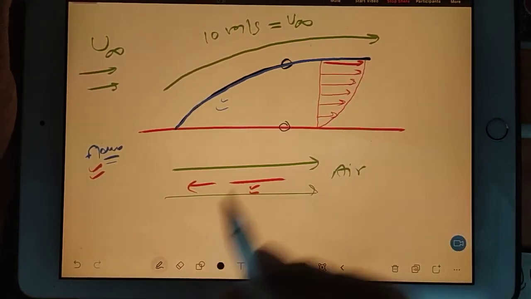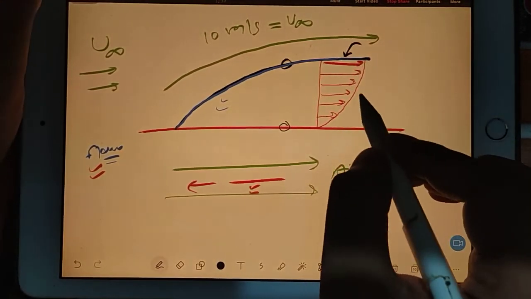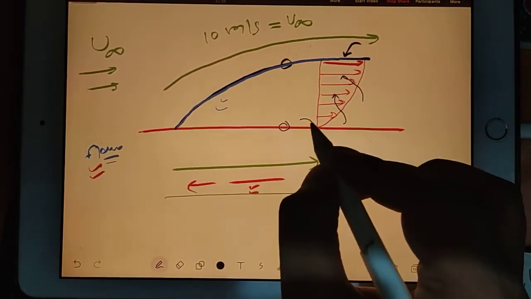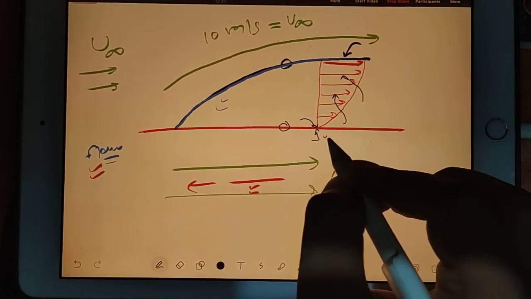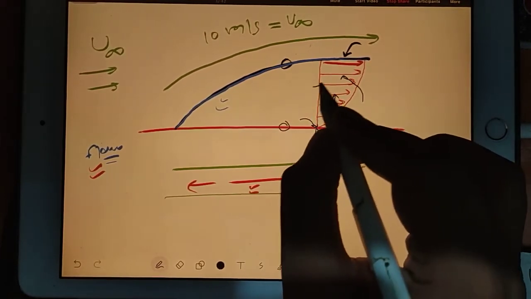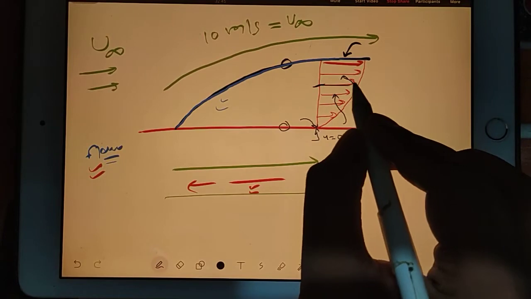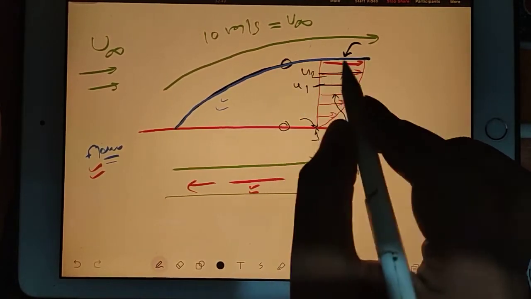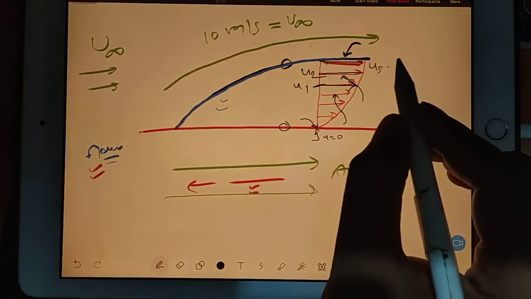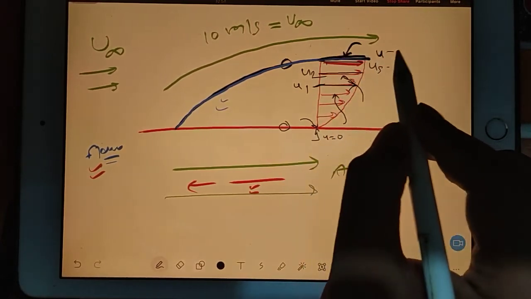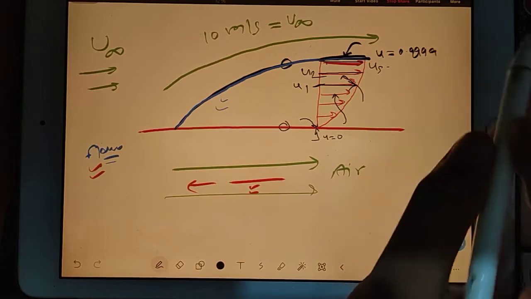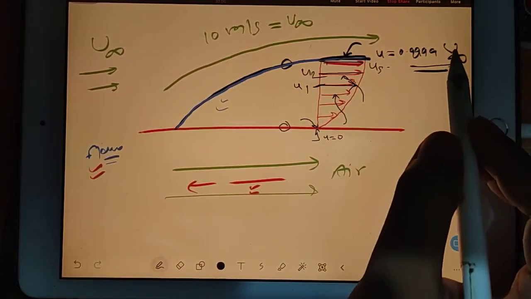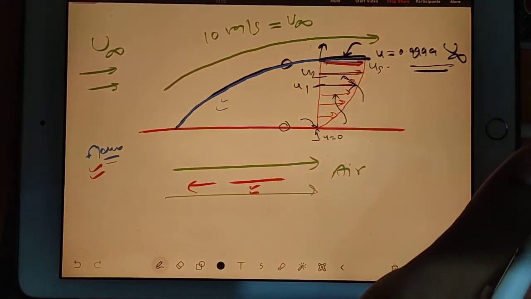The length of the arrow represents how much velocity we have here. At the very bottom there is no arrow, so the velocity is zero. But slowly, suppose at this point you want to know the velocity, then you should see the arrow length. So suppose u1 here, u2 here, some u5 here. Exactly when you come here, your u will be about 0.99999 times the free stream, very close to the free stream, the last limit. And just after this, you'll have the free stream.